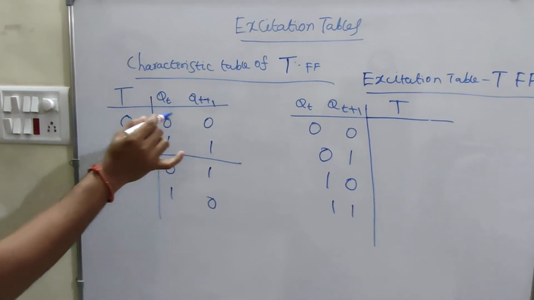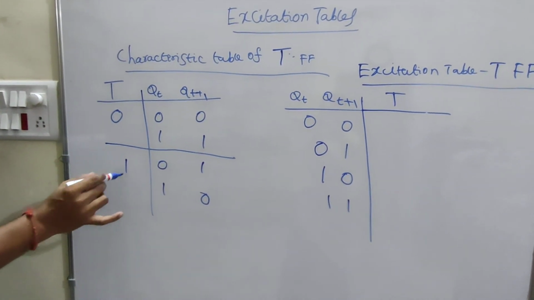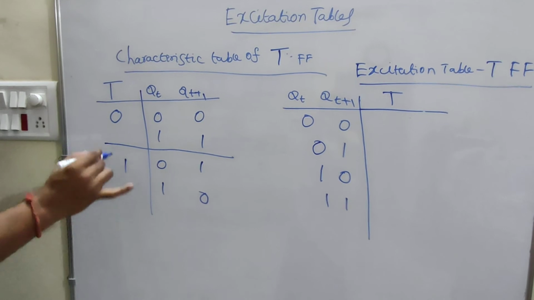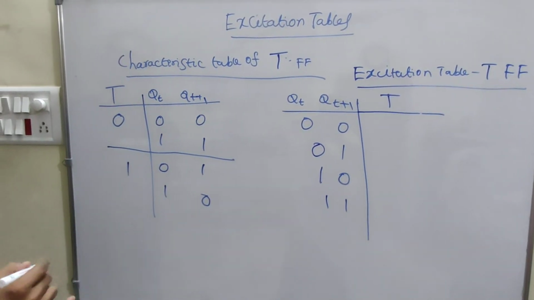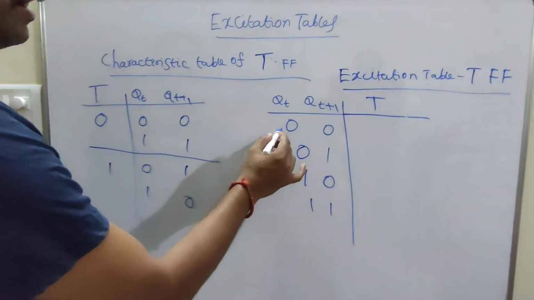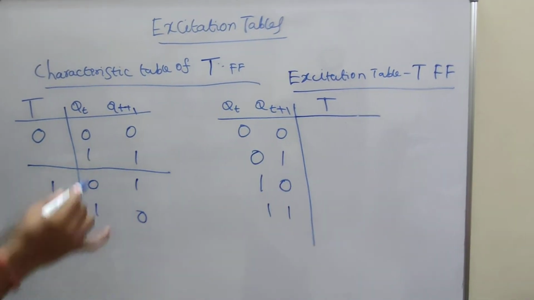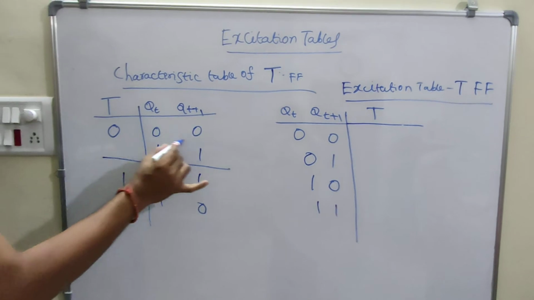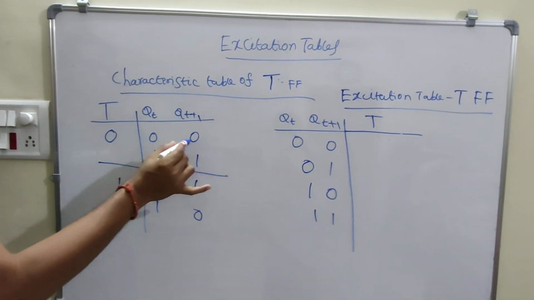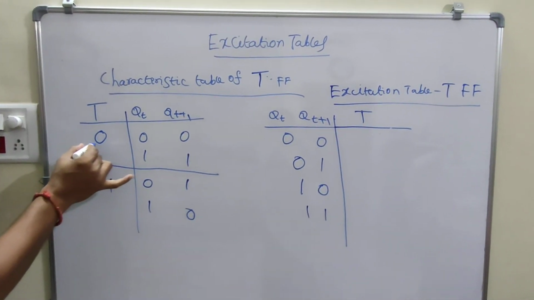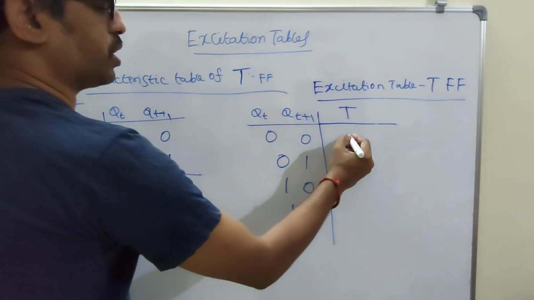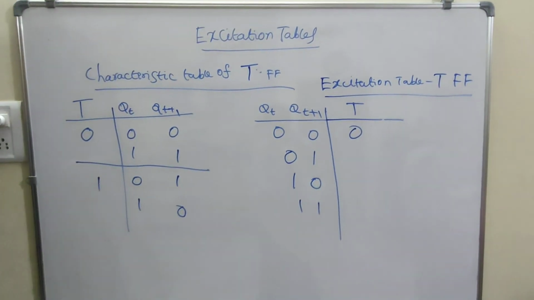If T is 0, no change of state. If T is 1, toggle state. Based on this we need to design the excitation table. Now we'll try to find out the excitation table of the T flip-flop. 0, 0. How many combinations are coming? We have only one combination of 0, 0. So we are going to take the value of T as it is. So when Q(t+1) is 0, T is 0.